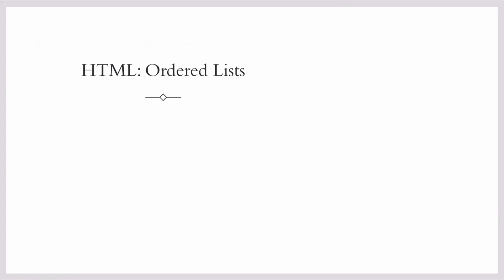Next up is ordered list. Unlike unordered list, ordered list has a specific order. To create an ordered list, have the OL opening and OL closing tag. Each item in the list is defined by the LI opening and closing tags. Ordered lists are great for steps in a process or any sequence of items. Let's see an example.